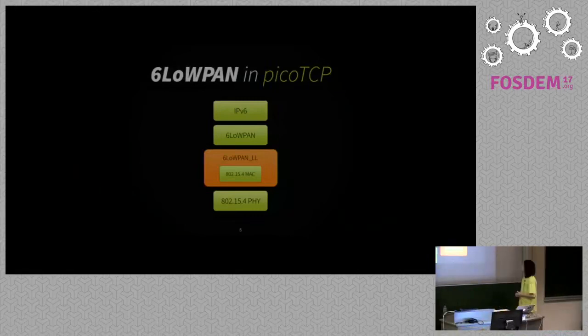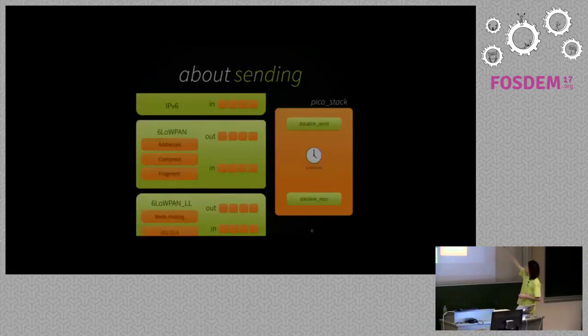How does it work? When IPv6 wants to send a frame, we have the IPv6 module on top, then the 6LoWPAN module, and then the 6LoWPAN link layer module. Every module in picoTCP looks like this. Every protocol has its own two queues, an ingoing queue and an outgoing queue. They can hold multiple frames at once. And next to that we have the picoTCP stack itself, with the scheduler and functions.